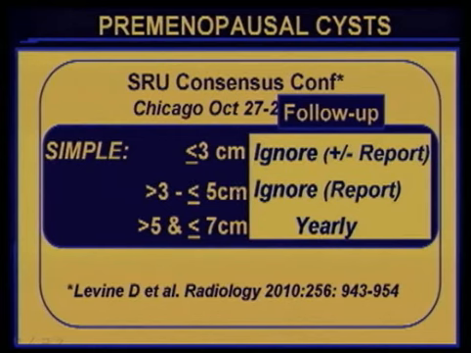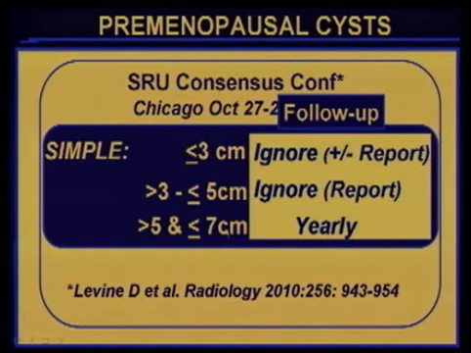If it's between 3 and 5 centimeters, it's probably going to be a functioning follicle, in which case you know it should disappear in a period of a few months. The people who are addressing this meeting agreed that we should put this in the report, but no need to follow it since they should go away. It's only those larger cysts, somewhere between 5 and 7 centimeters, that should undergo a yearly follow-up. And we'll talk more about this again as we continue in this lecture.